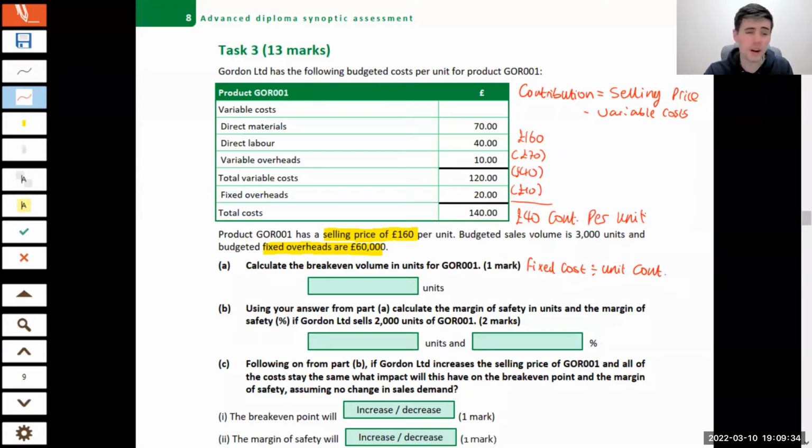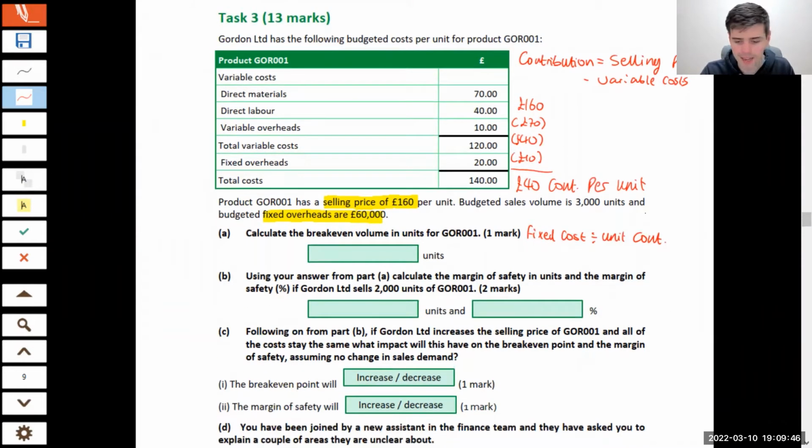Fantastic. So again, it's very common in questions like this. You will generally have to find the contribution. They don't often tell you. It's not impossible, but again, they just want to get you doing a bit of work beforehand. So with that in mind, I can now do this formula, can't I?